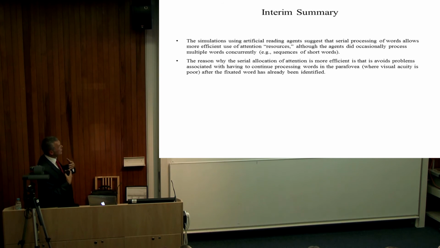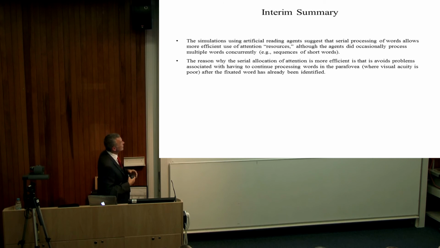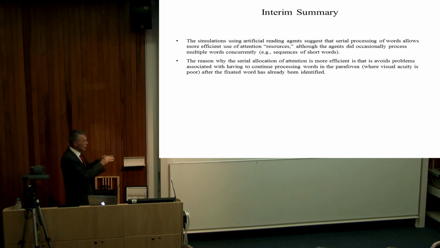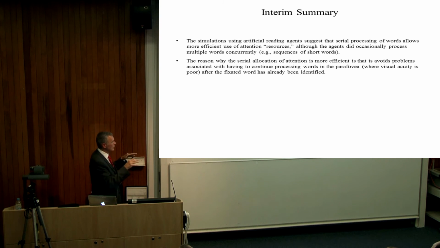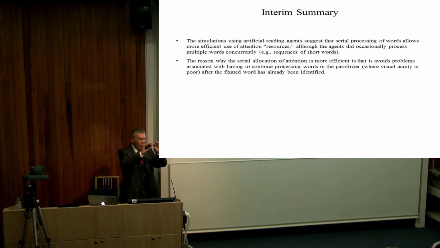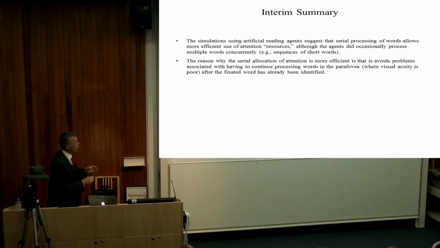So from my perspective, this really strongly suggests that serial processing affords some inherent advantage related to how attention is used to process words during reading. And although the agents did occasionally distribute their attention across multiple words, that was by far in the minority of cases. And the reason why the serial allocation of attention may be more efficient is that it avoids problems associated with having to continue processing words on either side of a word that's already been identified. So I think there is a rational reason for why the agents, in fact, chose to do serial processing.